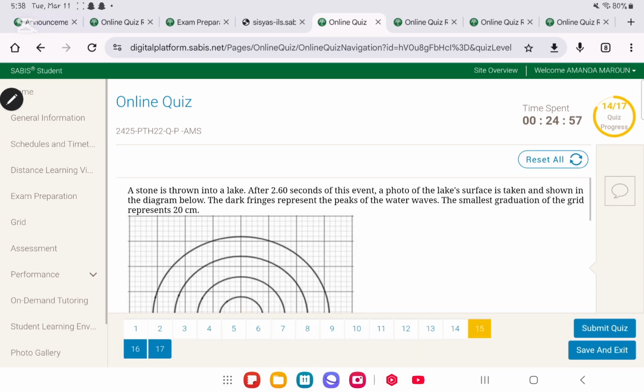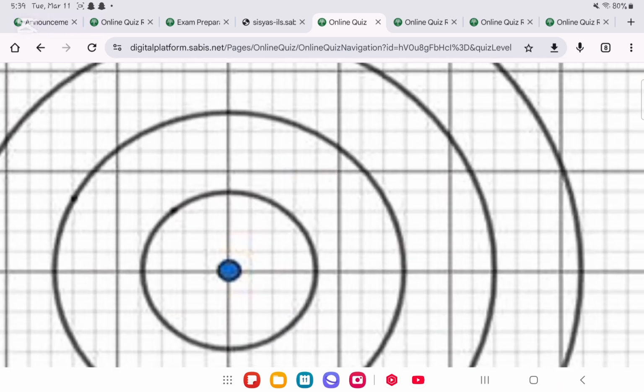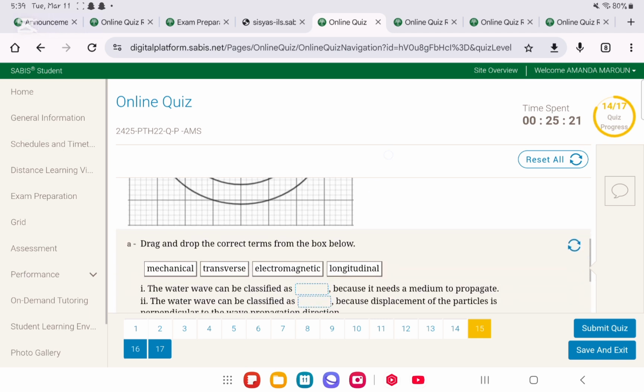We go to question number 15. In question number 15, they said a stone is thrown into a lake. After 2.6 seconds of this event, a photo of the lake surface is taken and shown in the diagram below. The dark fringes represent the peaks of the water waves. The smallest graduation of the grid represents 20 centimeters. Okay, all you need to know is that they're saying each block is 20 centimeters.